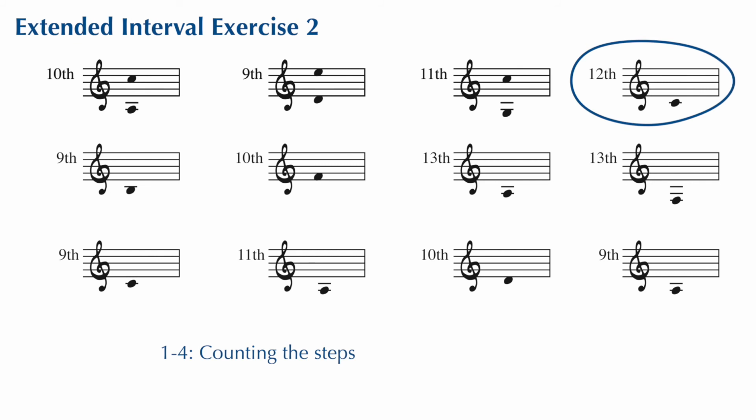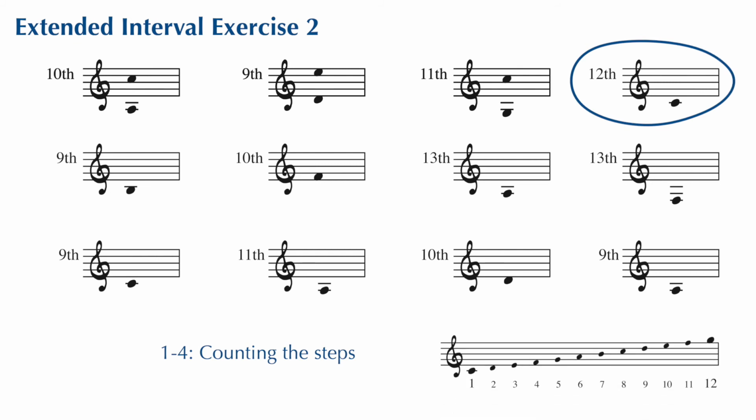Number 4, we're going to write a 12th above this C. Let's count from the C. 1, 2, 3, 4, 5, 6, 7, 8, 9, 10, 11, 12. So a 12th above this C is the G at the top of the staff.